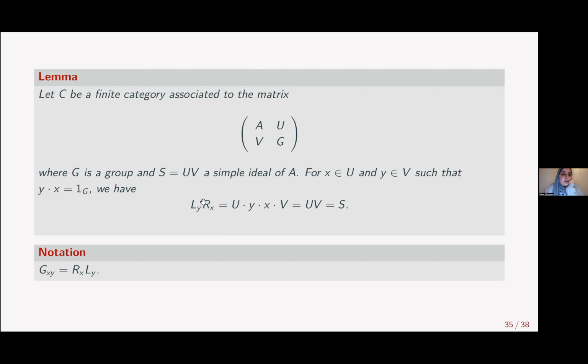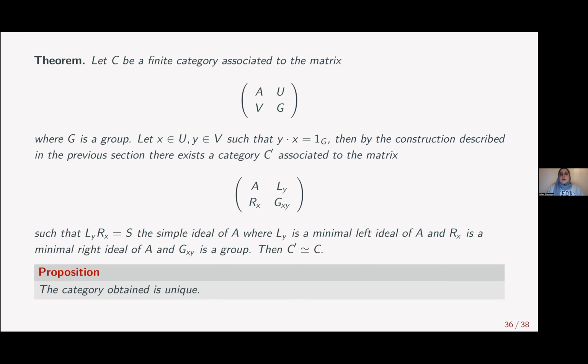So the multiplication of the minimal left ideal and the minimal right ideal is equal to S, the simple ideal, as we proved in the previous sections. And we denote GXY by RX LY. So this is the group that is obtained by RX and LY. And the theorem is, if I have a finite category associated with this matrix, then I get a simple semigroup, which is the UV or LY or RX.